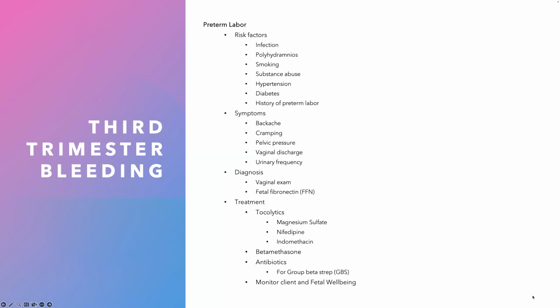Preterm labor. So this is labor that occurs before 37 weeks. So this is anywhere from 20 to 36 and 6/7 weeks. Because before that, we do not have preterm labor. It would be a miscarriage.